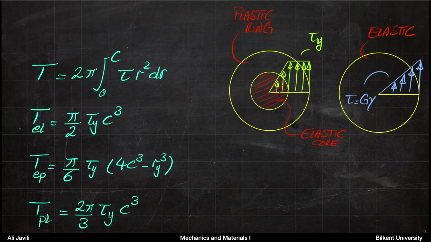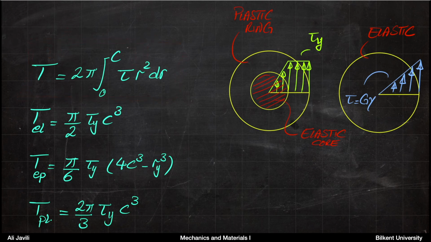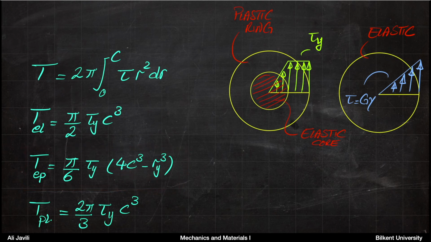In summary, this was our generic formula for torque, or for the relationship between torque and shear stress. If it is elastic, the maximum elastic torque you can apply is pi over 2 tau y c to the power 3. Elastoplastic torque would be pi over 6 tau y times 4c to the power 3 minus ry to the power 3, and T plastic is 2 pi over 3 tau y c to the power 3.